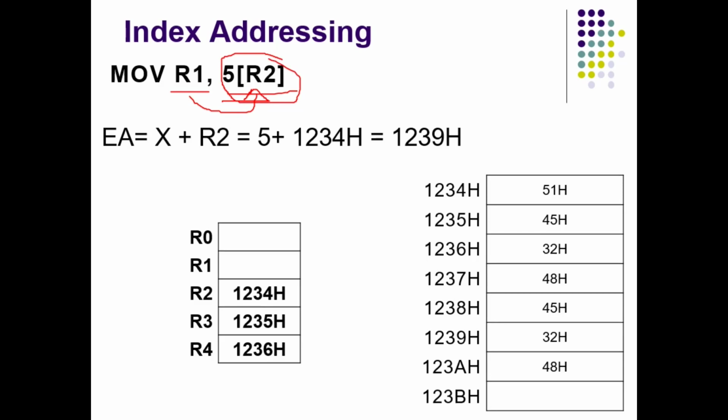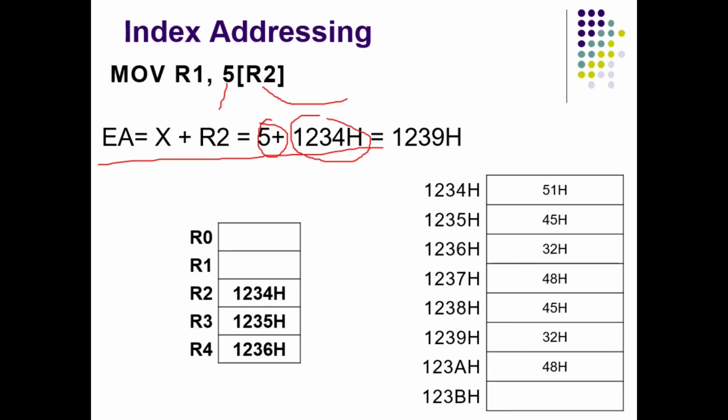Now it is a challenge to the processor to find out what is the address of the memory where I have to transfer R1 content. It is nothing but the effective address the processor has to find out. And we know how the processor finds out the effective address. This is index addressing mode and index is 5 and the register used to refer the address is R2. So the 5 value is added to content of R2.